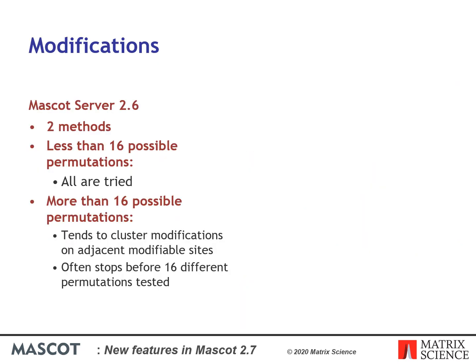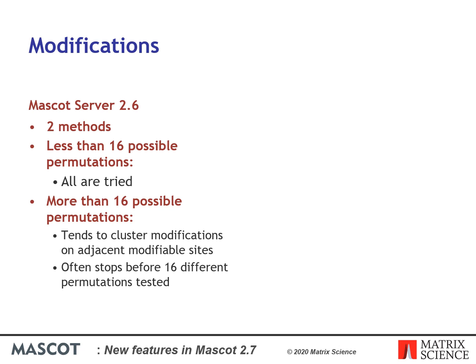Mascot Server 2.7 has better site localization by introducing separate caps on the number of distinct modifications in a peptide sequence match, the number of modified sites in a PSM, and the total number of arrangements to be tested. Mascot Server 2.6 worked well but had limitations. If a peptide had less than 16 possible variable modification permutations, then there are no issues as all possibilities are tested. It's in the cases where the peptide has more than 16 possible permutations that issues can arise.